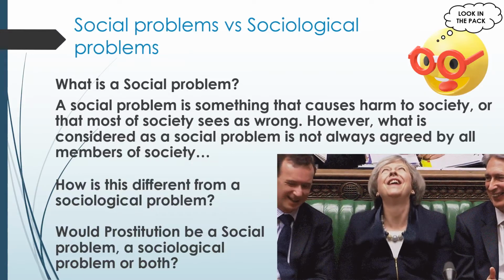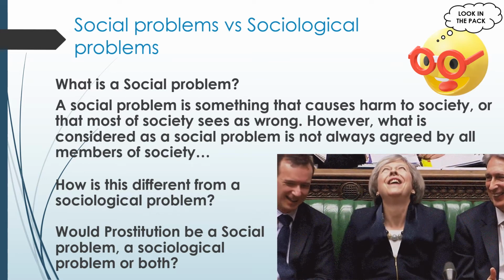Now, what we need to think about is the difference between a social problem and a sociological problem. This is all discussed in your pack, but the main point here is that a social problem is something that causes harm to society. Most of society sees it as a problem. However, what is considered a social problem is not always agreed by all members of society.